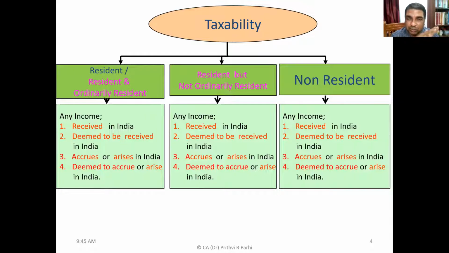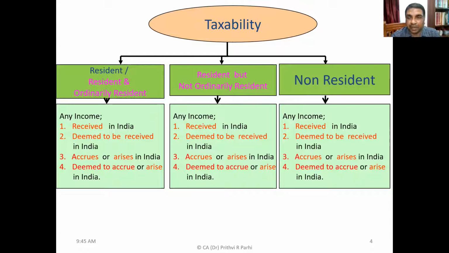Deemed to be received means we assume that it has been received in India. Accrues or arises means actually it has not been received, but it is accruing. Accruing means, let us say you are depositing money in a fixed deposit account. When it matures, you will get the interest, but before that, interest keeps on accruing. Is it not? So that is the concept of accrual. If income is accruing in India, that is also Indian income, and that is also taxable.